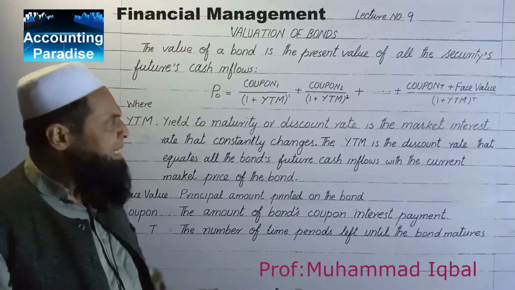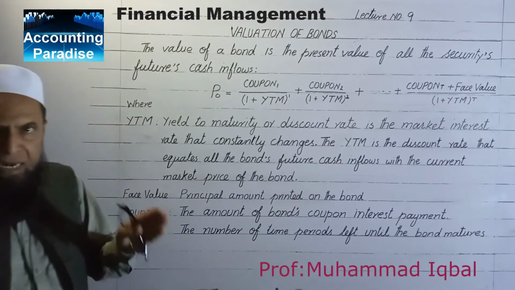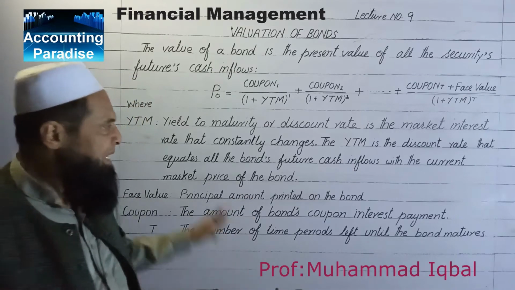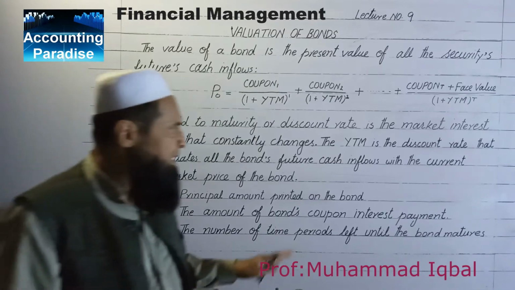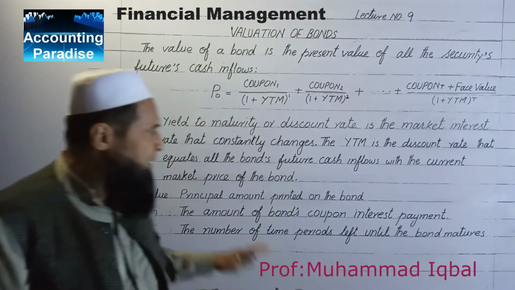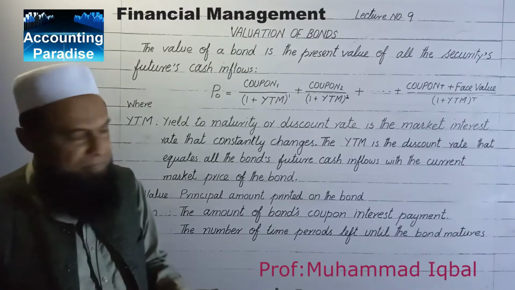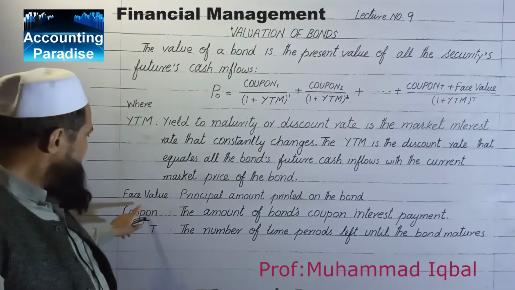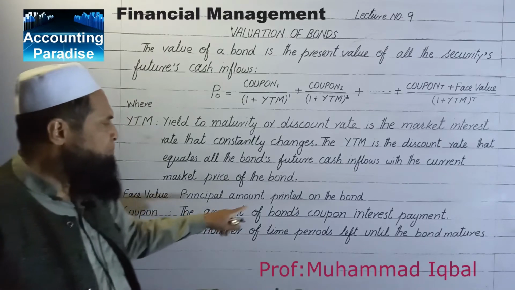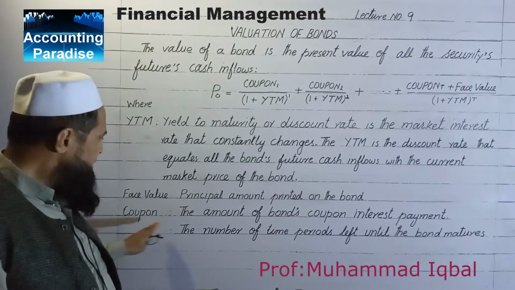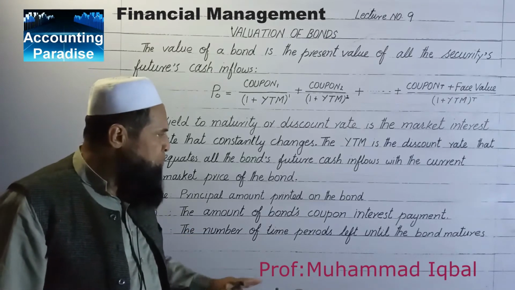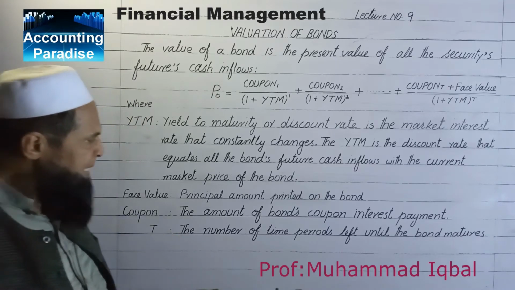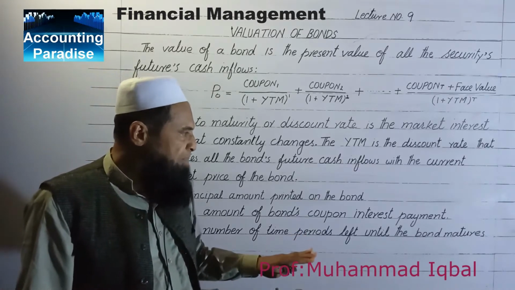means yield to maturity or discount rate. It is the market interest rate that constantly changes. The yield to maturity is the discount rate that equates the bond's future cash inflows with the current market price of the bond. It is the definition of the yield to maturity. And what is face value? Principal amount printed on the bond. Coupon, the amount of bond's coupon interest payment. T, the number of time periods left until the bond matures.